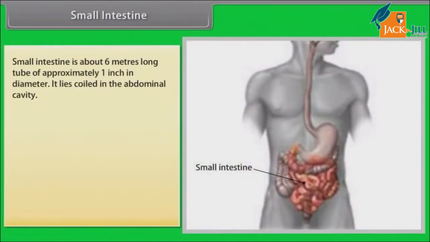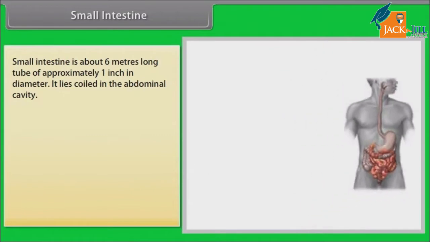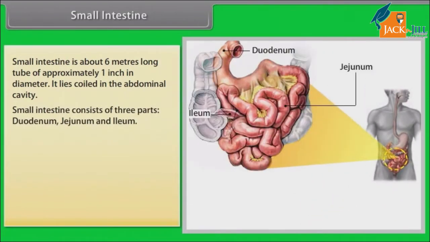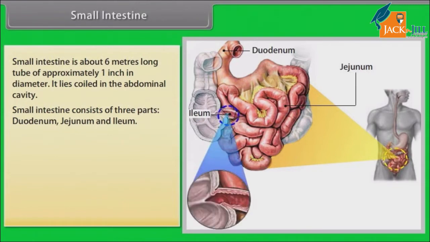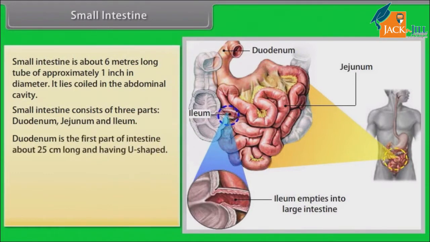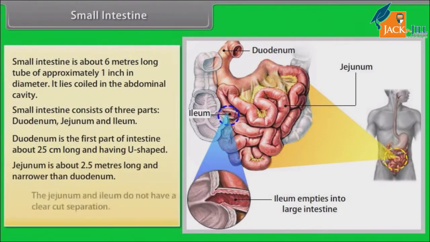Small intestine: the small intestine is about 6 meters long, a tube approximately 1 inch in diameter. It lies coiled in the abdominal cavity. The small intestine consists of 3 parts: duodenum, jejunum and ileum. Duodenum is the first part of the intestine, about 25 centimeters long and U-shaped. Jejunum is about 2.5 meters long and narrower than the duodenum. The jejunum and ileum do not have a clear-cut separation.